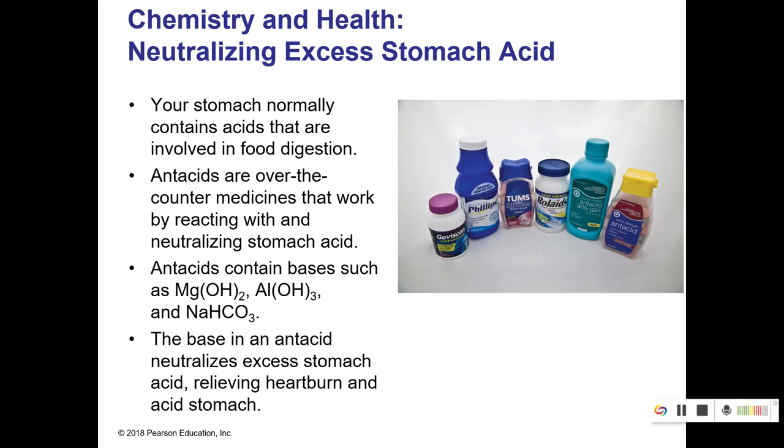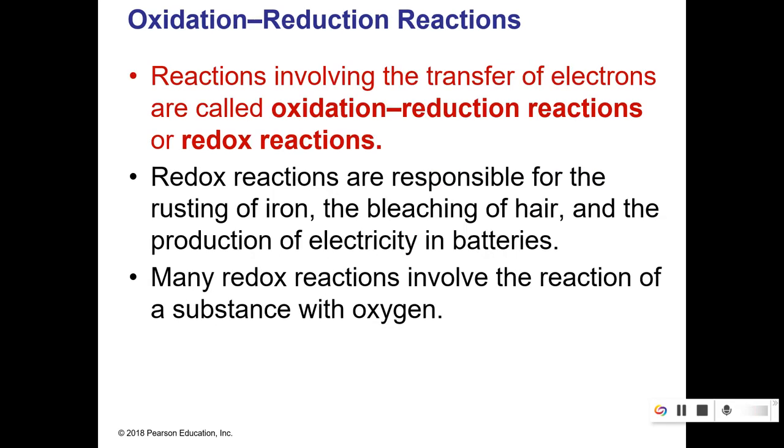Going back to acid-base reactions, most of you should know that the stomach has acid in it, but sometimes if you have acid reflux or heartburn, things like that, you've got too much acid in your stomach and you need to take something called an antacid, which is a base, and it will counteract that extra acid. Tums are the most common, but there are also other products out there.